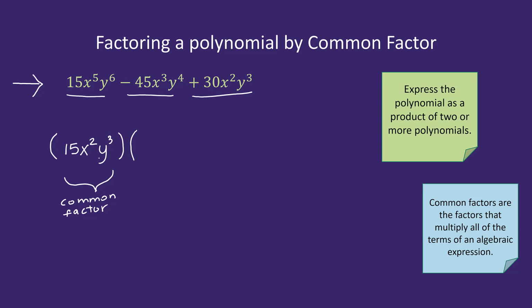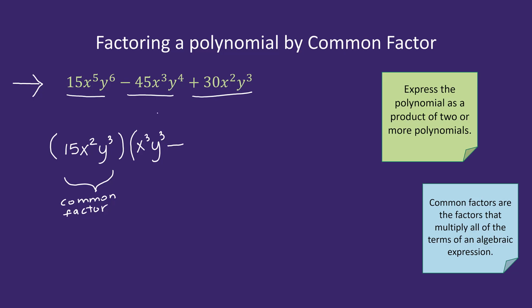We continue with the variables. x second power times what gives us x fifth power? x third power, because 2 plus 3 is 5. Now y third power times what gives us y sixth power? It's going to be y third power, because 3 plus 3 gives us 6. Now our second term is negative, and we have a positive, so I know I'm going to have to multiply it times a negative term to get minus 45.